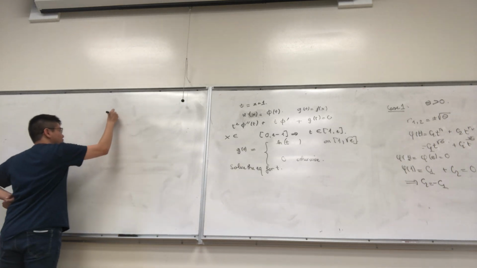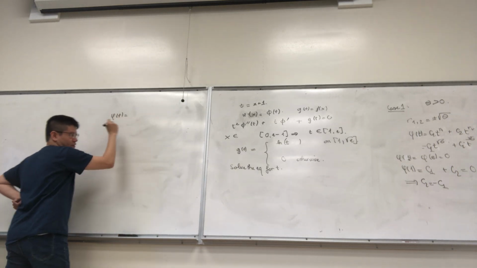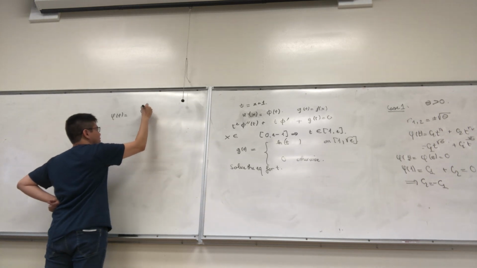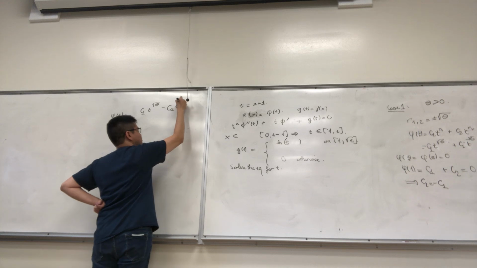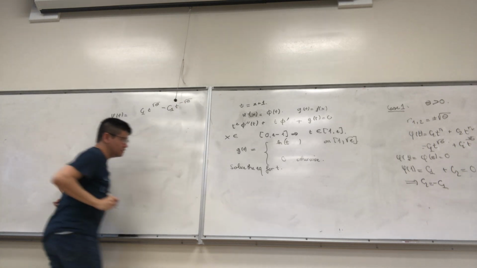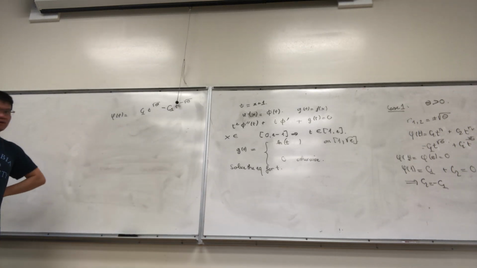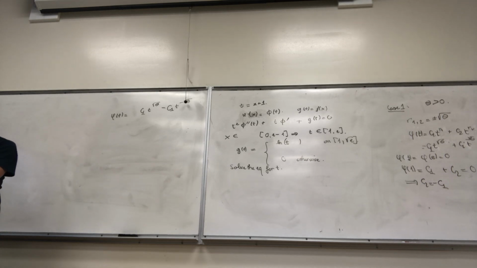So now I'm going to have phi(t) is going to be C1 t to the square root theta minus C1 t to the minus square root theta. Right? What is the next step?